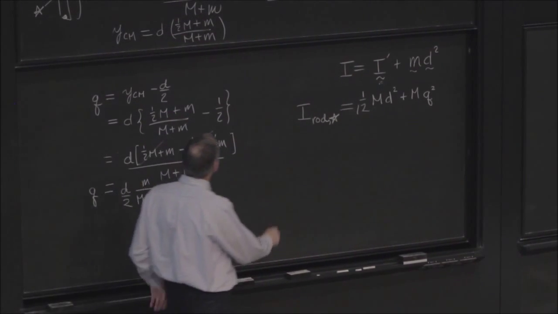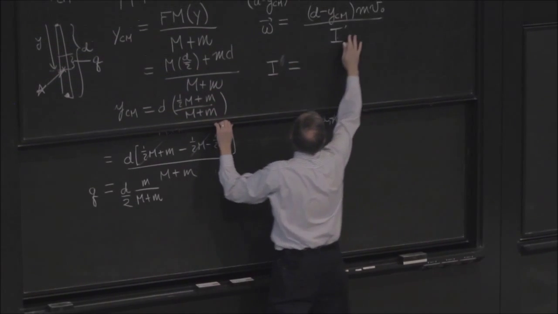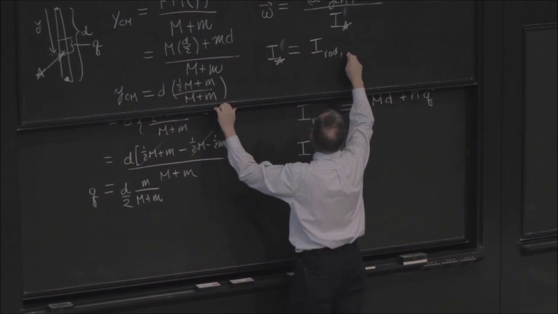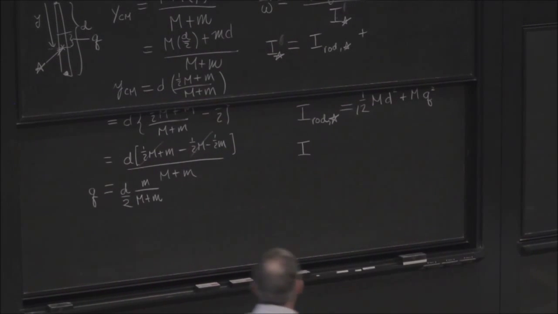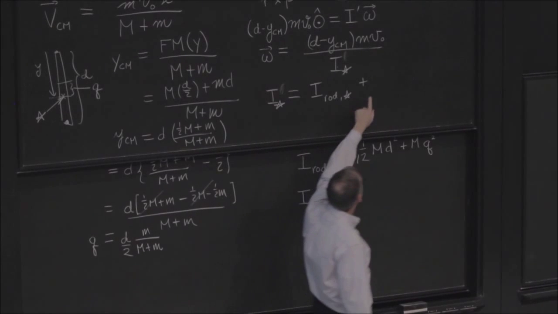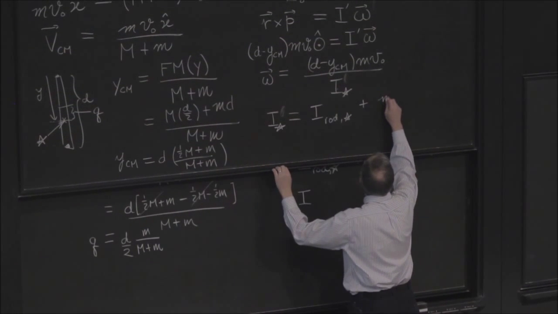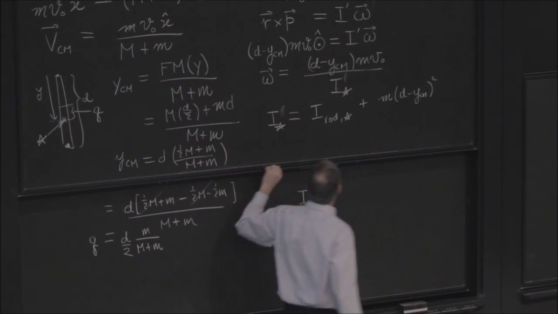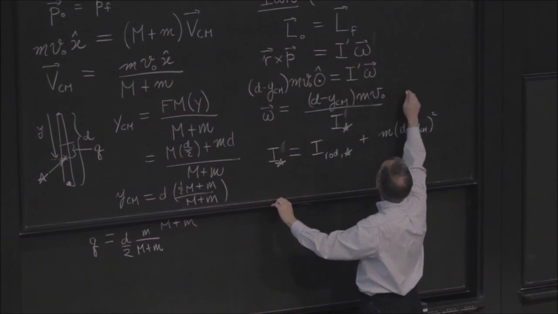Okay, so I star will be equal to I rod star plus what? That's Q, right? So what term is missing here? Yeah, the bullet. So that should be m times (d minus ycm) squared.